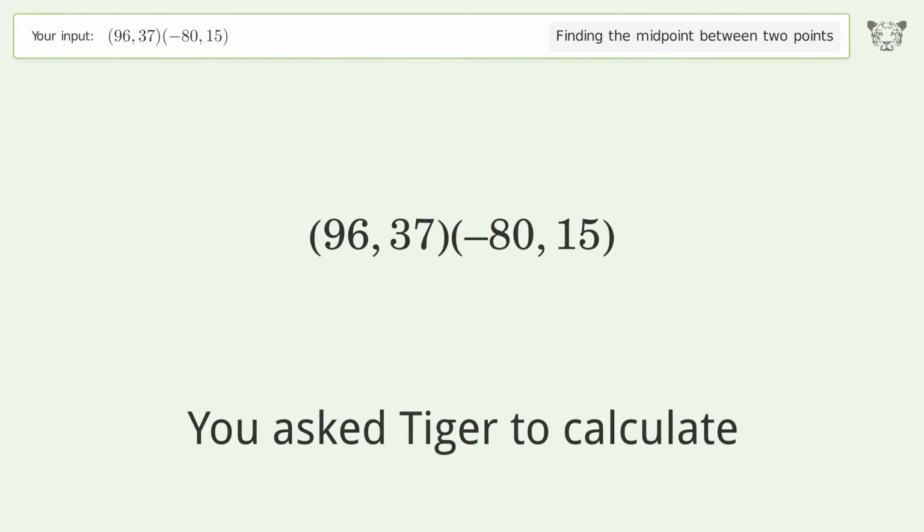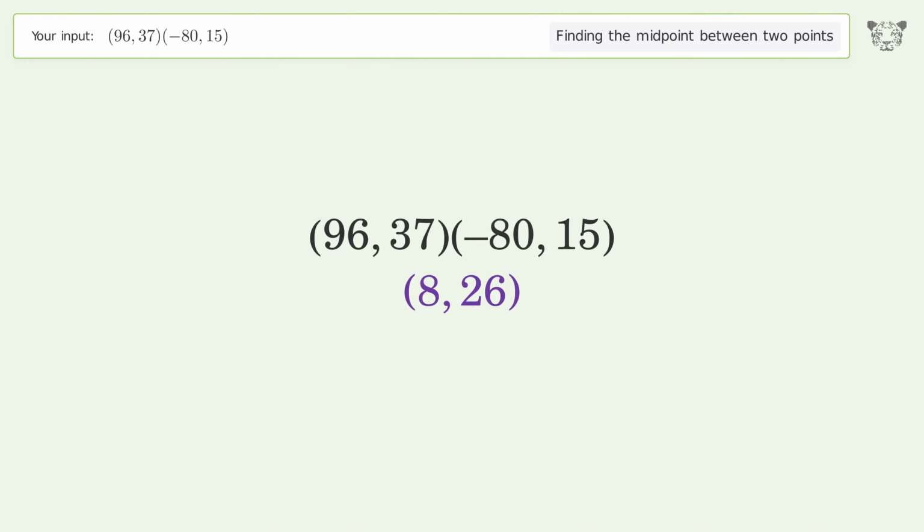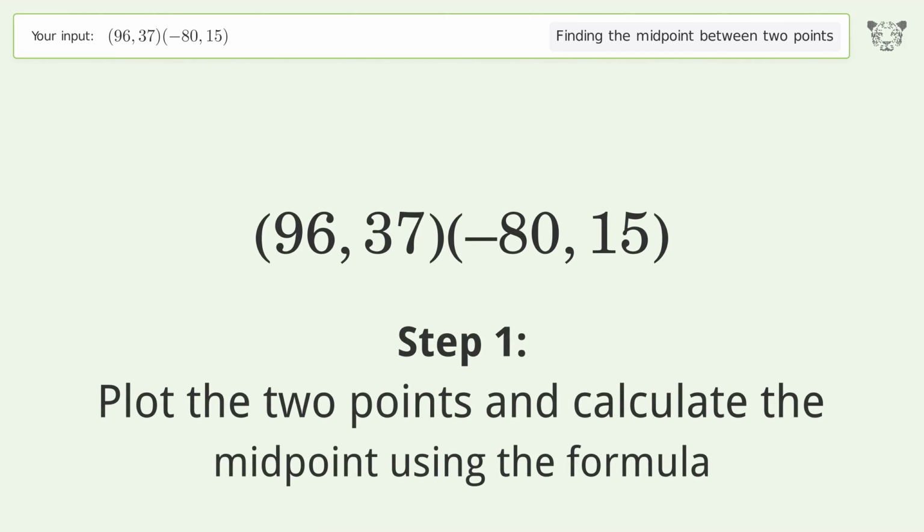You ask Tiger to calculate. This deals with finding the midpoint between 2 points. The midpoint between the 2 points is 8,26. Let's solve it step by step. Plot the 2 points and calculate the midpoint using the formula.